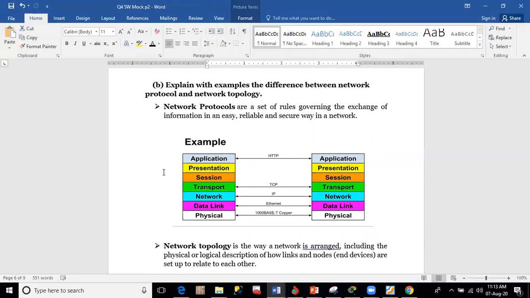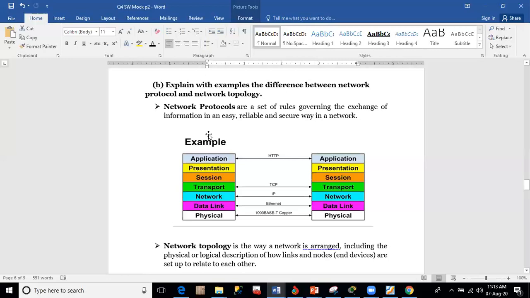I'm using the internet, and I'm using a laptop. At your end also, you're going to use an internet connection, you're going to use a phone, or you're going to use a laptop to get what I'm communicating to you. So all those things put in place for an easy, reliable, and secure way for our communication, these things are called protocols.